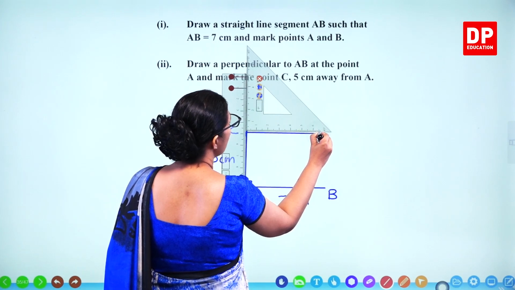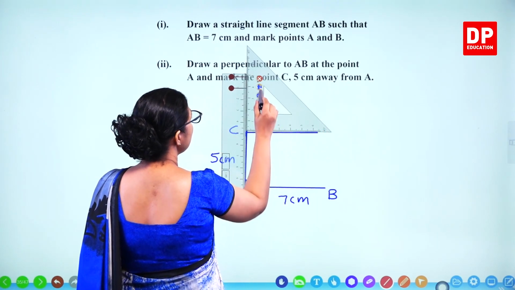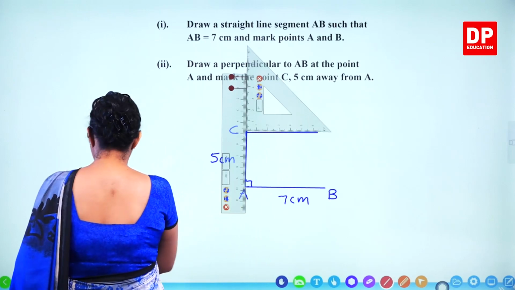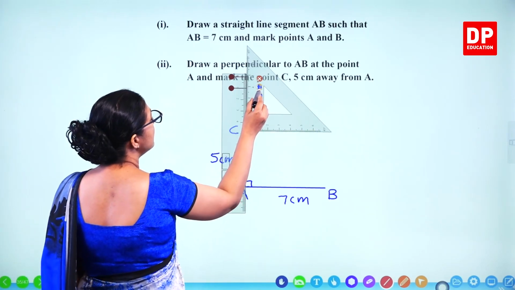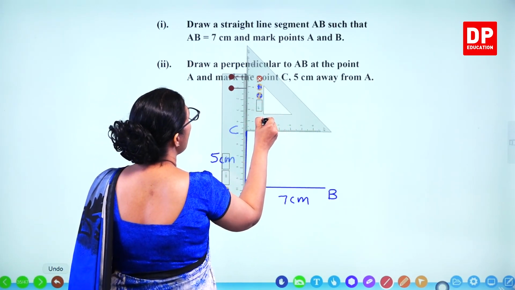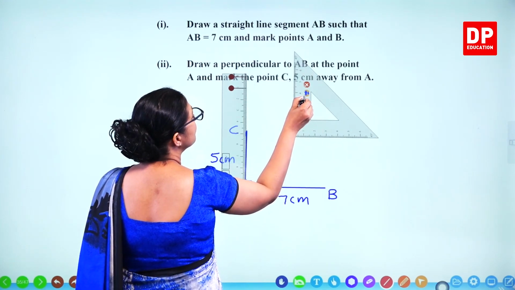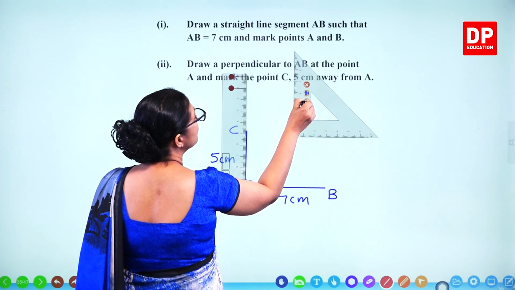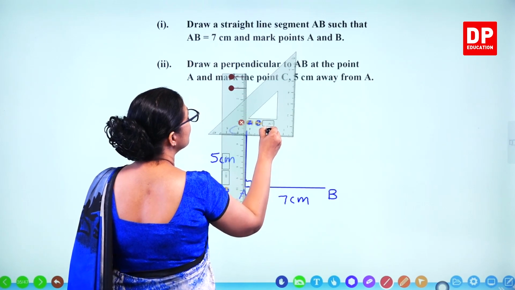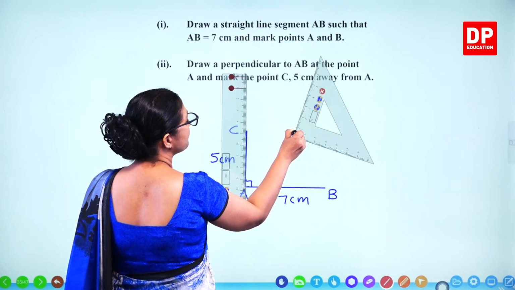So you can't draw it properly. So we'll keep the set square the other way round. This way.